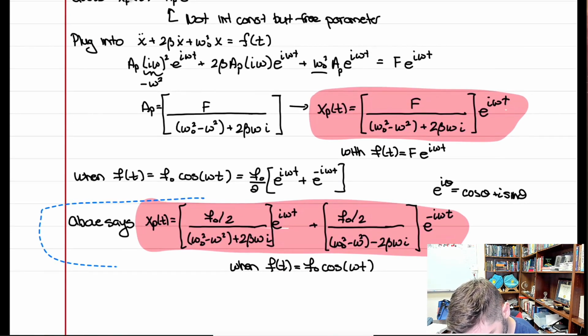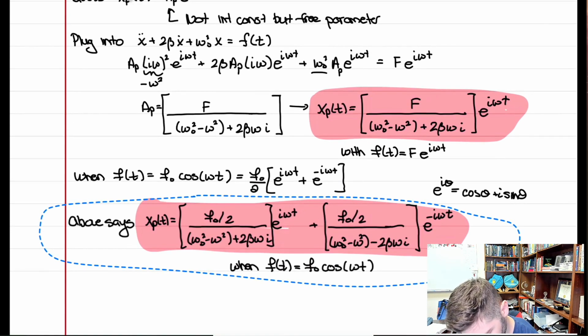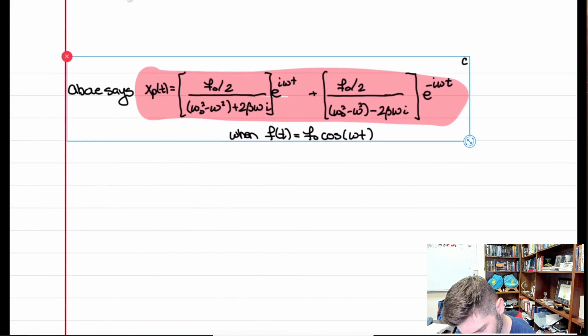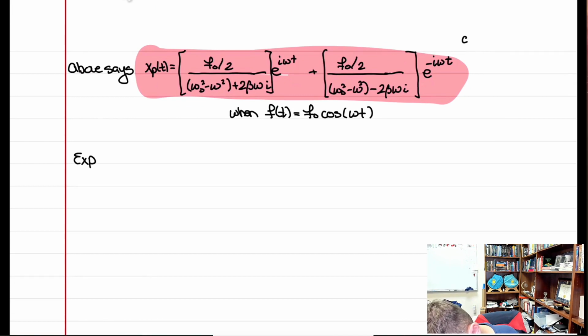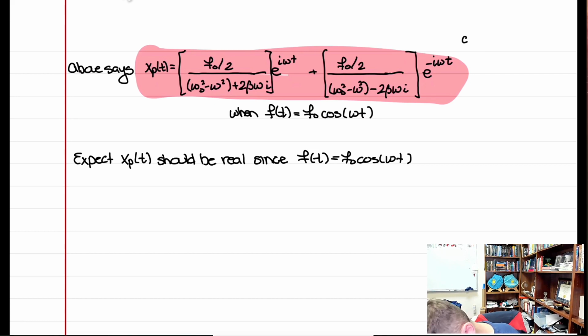Since I'm at the bottom of the page, let me copy this. So essentially now what we're going to do is a bunch of simplification. All right, so just to summarize, we expect x sub p of t should be real, since f sub t, which was just f naught cosine of omega t, itself is real.